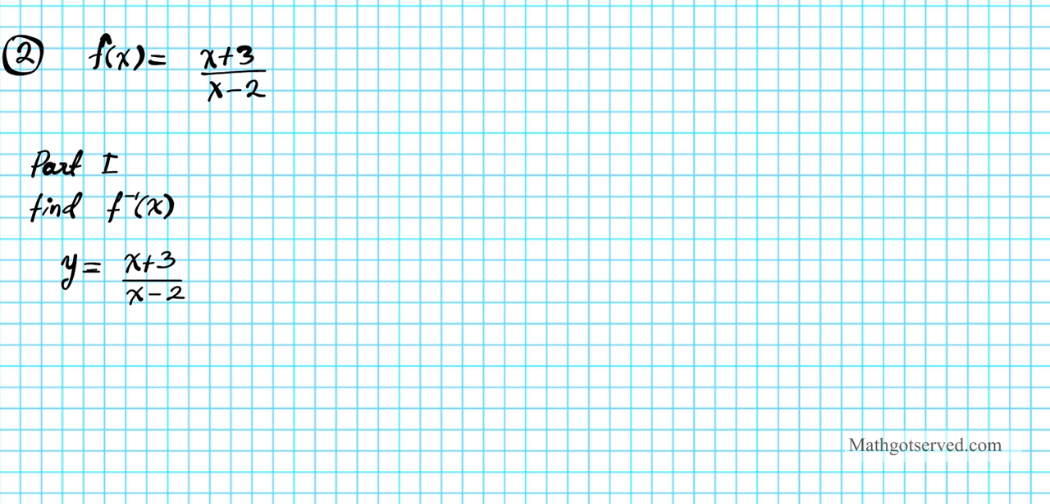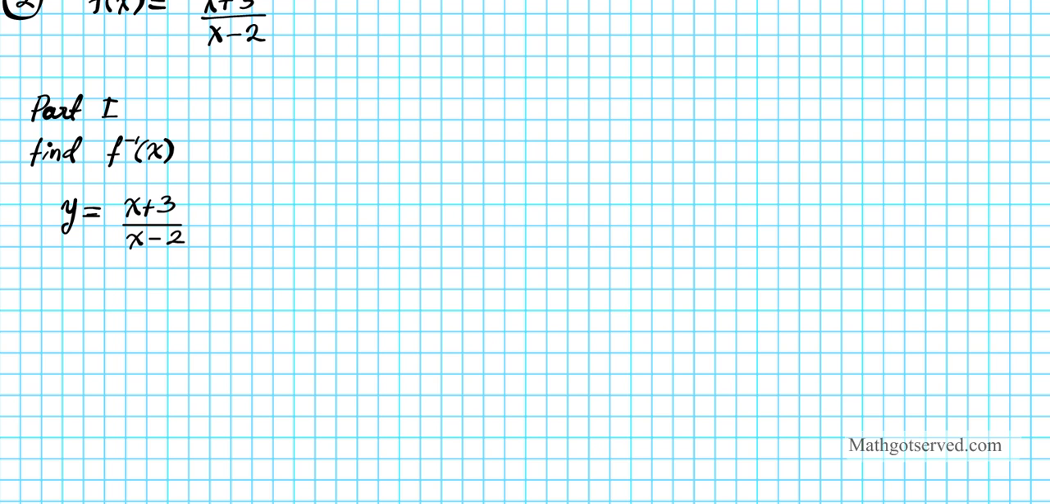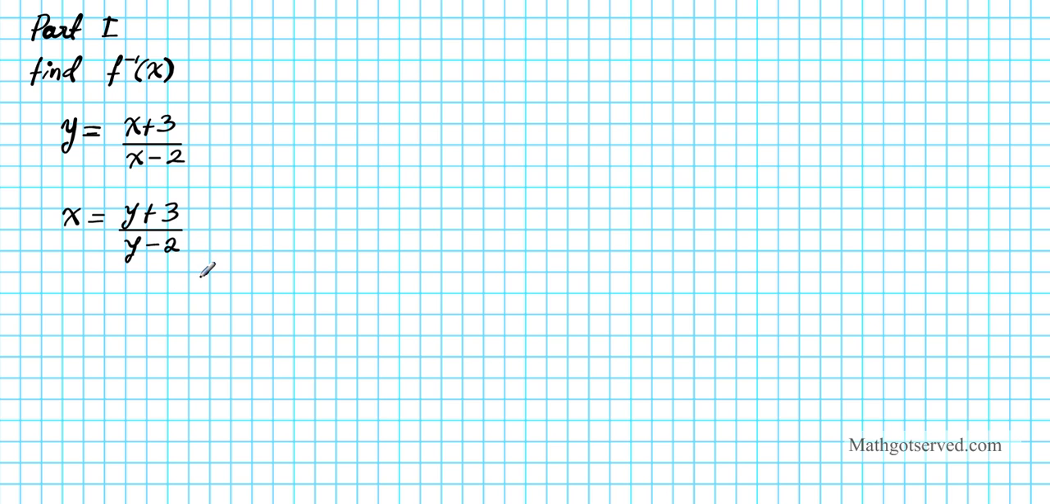Okay, now we're going to switch our x's and our y's. So we're going to rewrite this as, after switching, we'll have x equals y plus 3 over y minus 2. So these two x's became y's, and this y became an x. All right, so first thing you do is rewrite, then you switch. Now we're going to solve for y. Okay, we want to get y by itself.